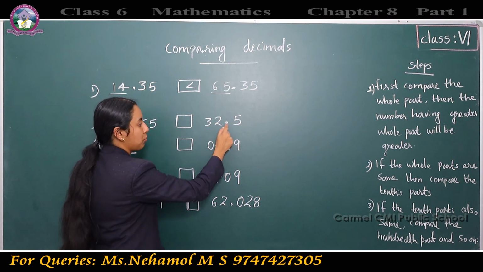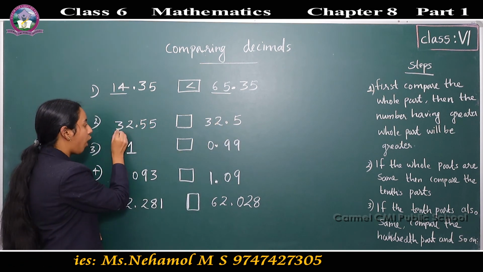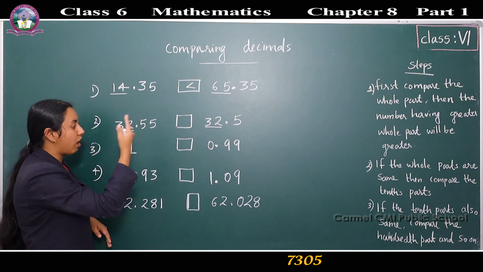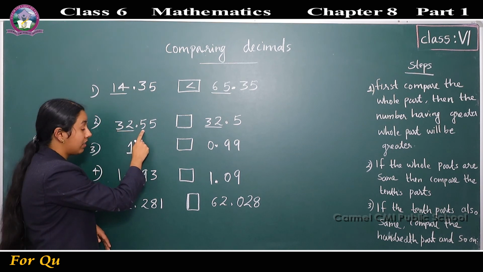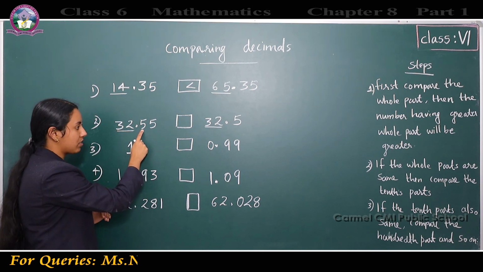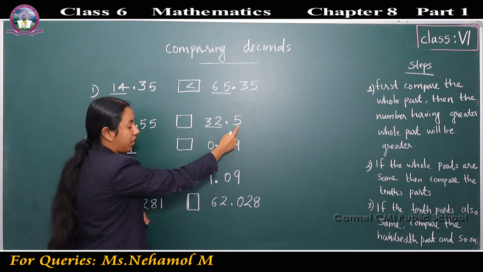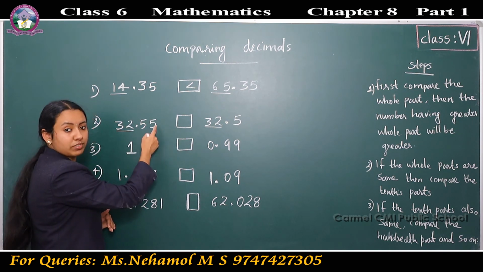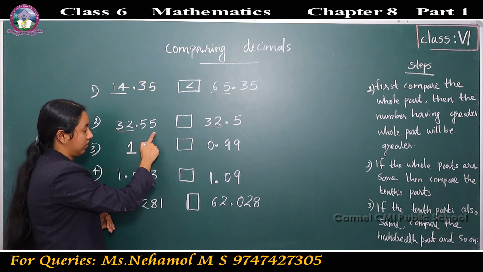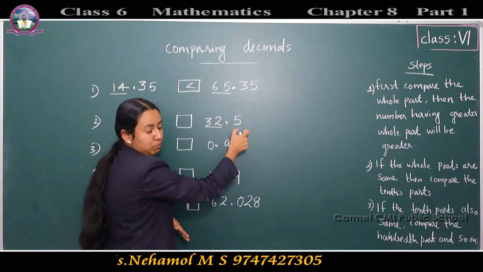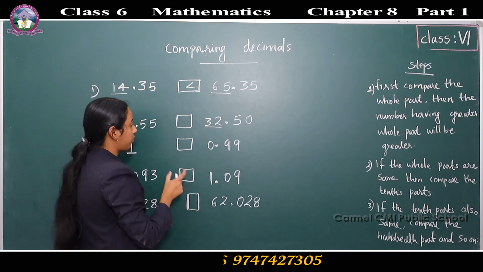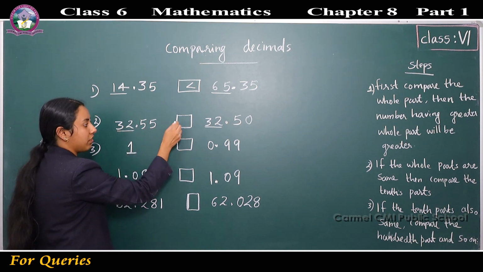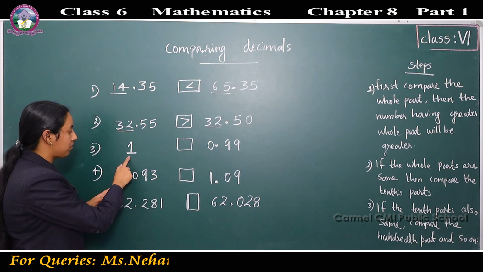Then next one, 32.55, 32.5. Here whole part is 32. Here is also 32. Whole parts are same. So we have to consider the next one, that is the 10th part. Here it is 5. Here is also 5. So that is also same. So we have to consider the next one, that means the 100th part. Here it is 5. Here nothing. That means it is 0. So which one is greater? 5 is greater. So 32.55 is greater.